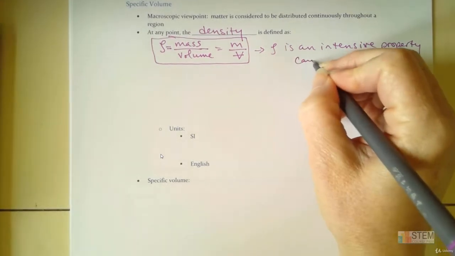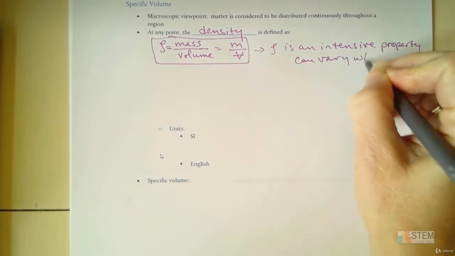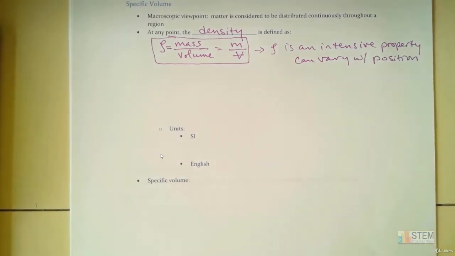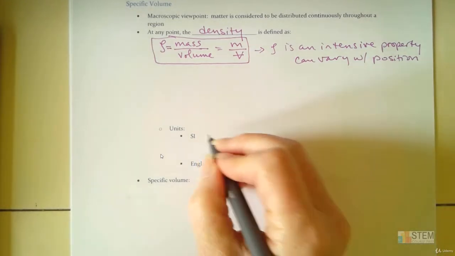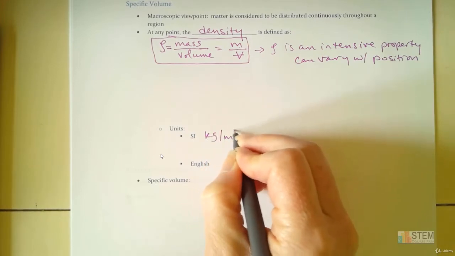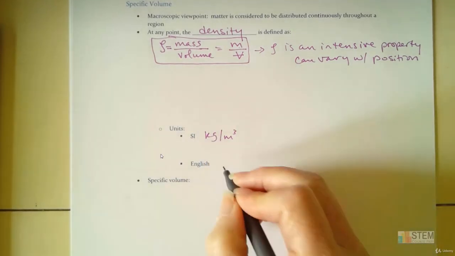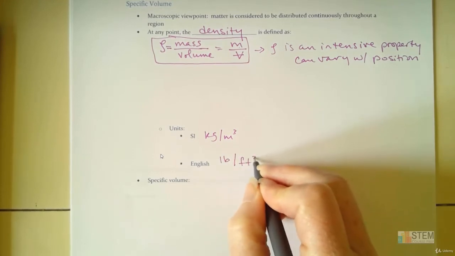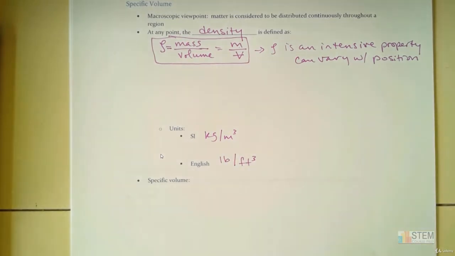Now this can vary with position. So just think about the atmosphere. As you go up in the atmosphere, density reduces, right? So it's changing with position. Now for our units for the SI system, notice we have mass per volume. We're going to have kilograms per cubic meter. In the English system, we're going to have pound mass over cubic feet, right?